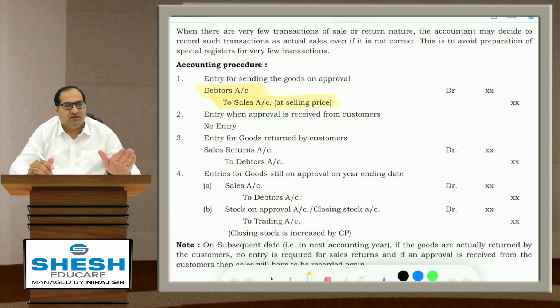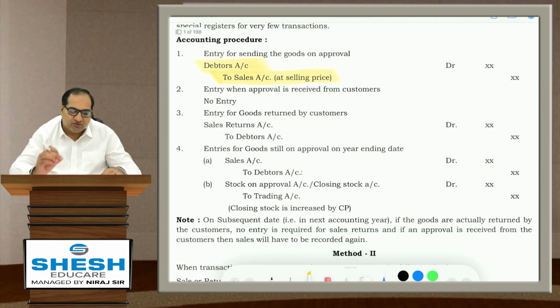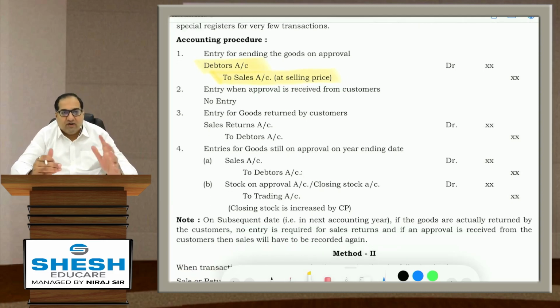Be careful. When you reverse it from sales, it will be at selling price. And when you add it to your closing stock, it will be at cost price. Check. One more small thing, but very important.